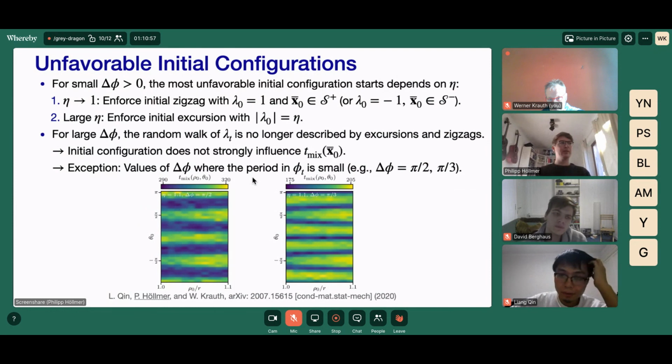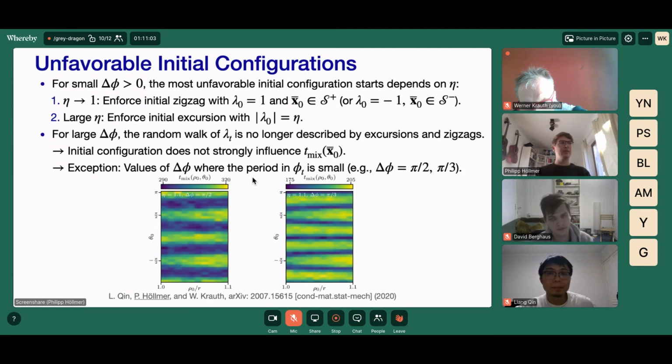A notable exception to this are values of delta phi where the period in phi, or the period in our direction, is small. So for example, 90 degrees, because there I first go parallel to the x-axis, then parallel to the y-axis, and then again parallel to the x-axis. So here the period would be 2. If you look at the heat maps, you can see that an interesting stripe pattern appears. So the mixing time is roughly periodic with our initial theta 0.